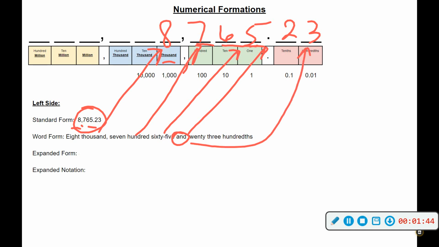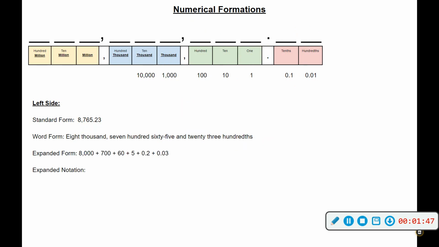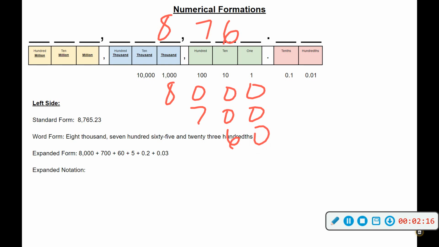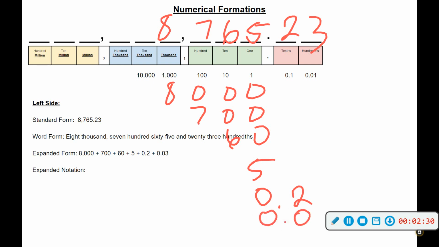Now expanded form is something that is learned in earlier grades like 3rd and 2nd. This is where we just have to break it down by place only. So we see that there's an 8 in the thousands, which means there's 1,000, another 1,000, another 1,000, another 1,000, and we keep going that amount of times. So that means that we have 8,000 separate from itself. Then we have 700 separate from itself. 6 tens, which is 60, and then finally 5 ones. But we also have decimals. So that would mean that we have 0 whole numbers and 2 tenths, 0 whole numbers, 0 tenths, and 3 hundredths.